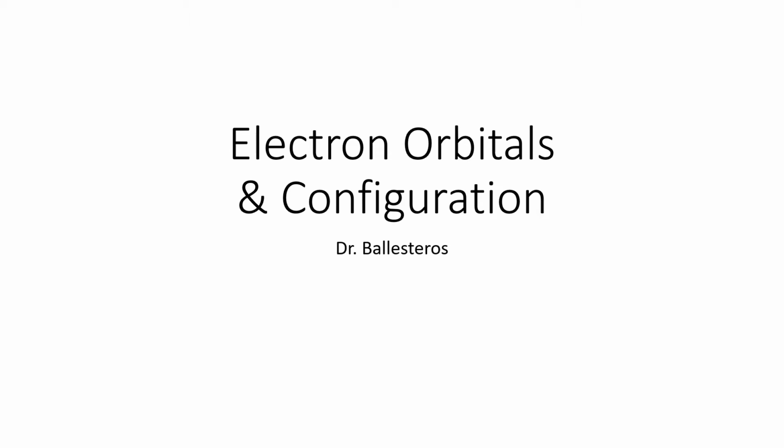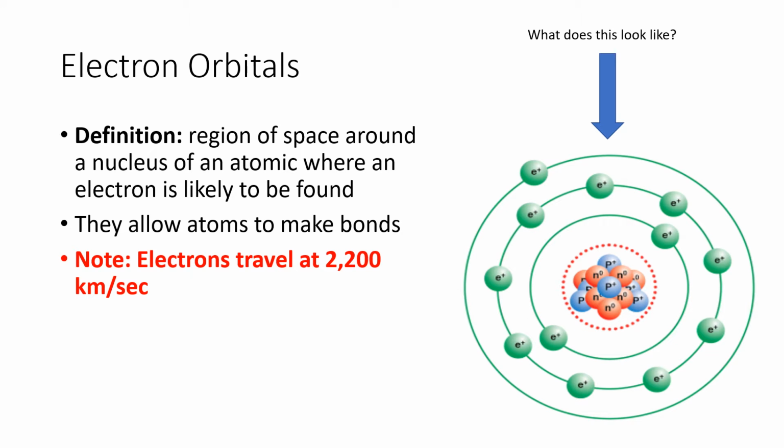So we're going to look at electron orbitals and configuration. So, electron orbitals. The official definition: it's a region of space around a nucleus of an atom, not atomic, where an electron is most likely to be found. Electron orbitals are what allow atoms to make bonds, which we'll talk about later on.